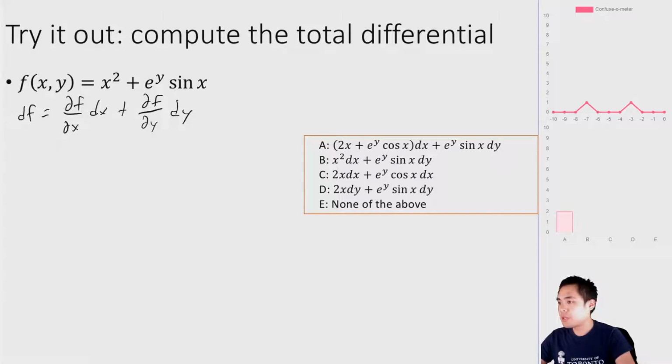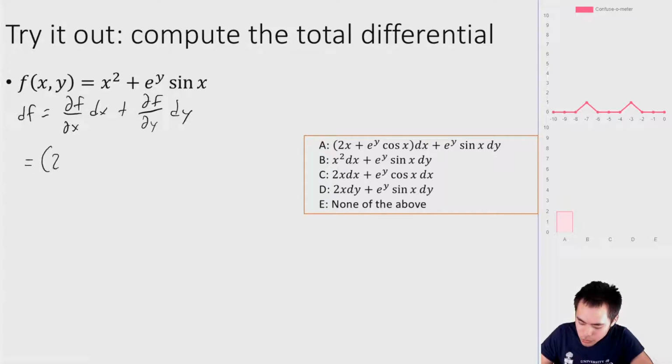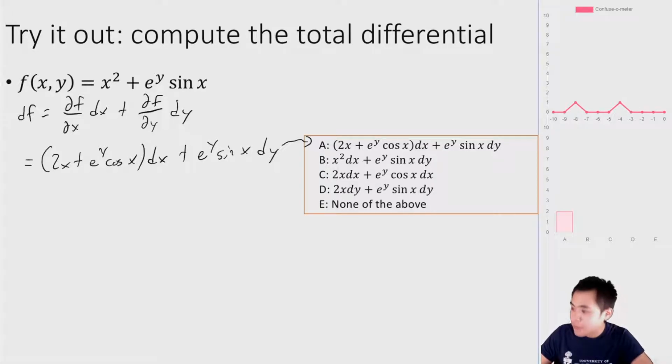Okay, so we started getting a couple answers. We got A. So let's see what happens. We have dz equal to the partial derivative with respect to x, which is 2x plus e to the y cosine x, times dx, plus, well, what's the partial with respect to y? It's e to the y sine x dy. So it is indeed A.